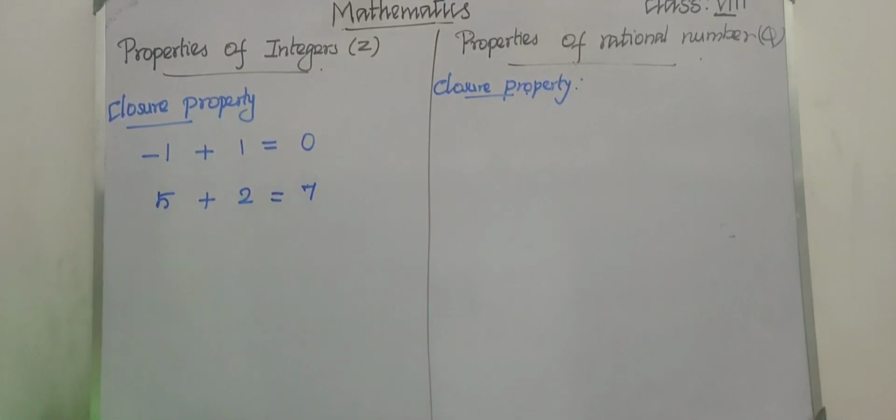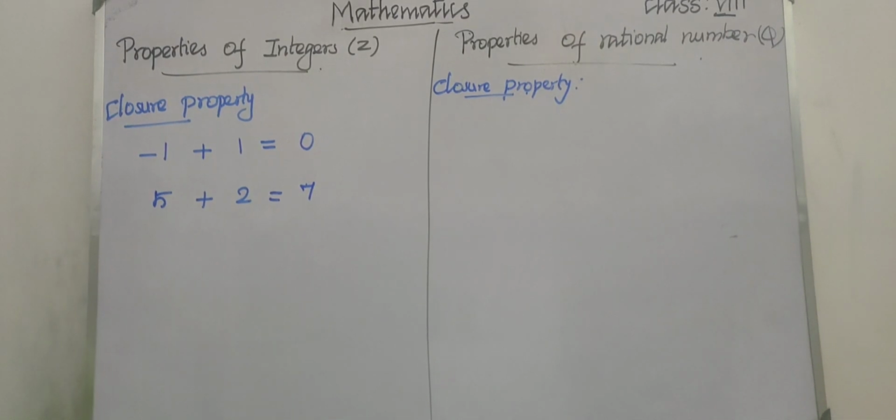7 is also an integer. So while adding any two integers, the answer we are getting is also an integer, which means we have the closure property. Children, if you are adding any two integers and you get an integer as the answer, that is called closure property. We can say addition of integers is closed.